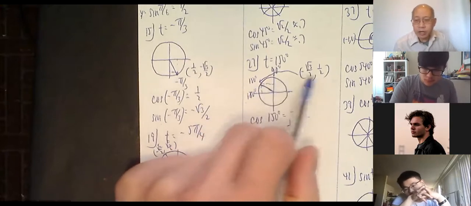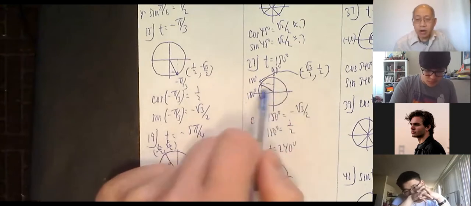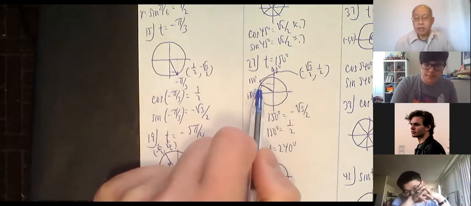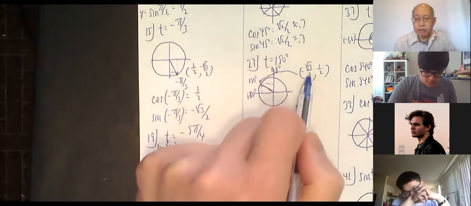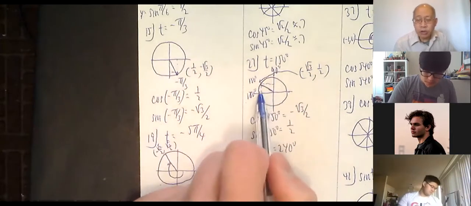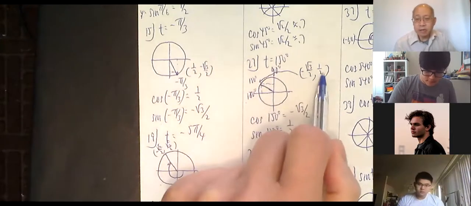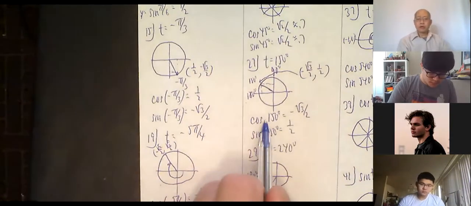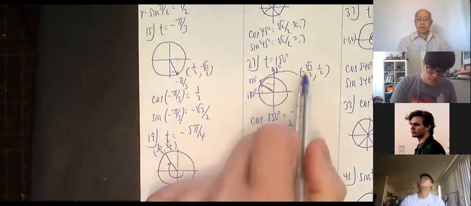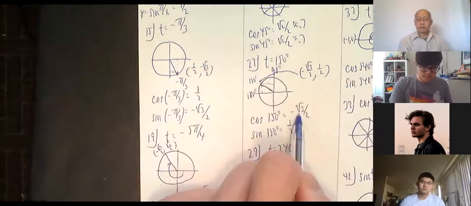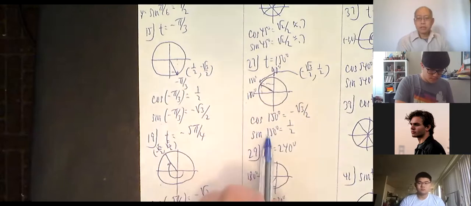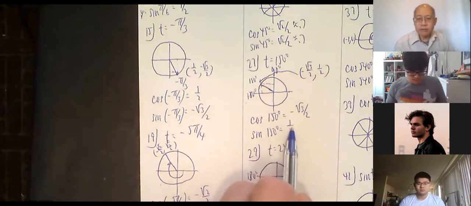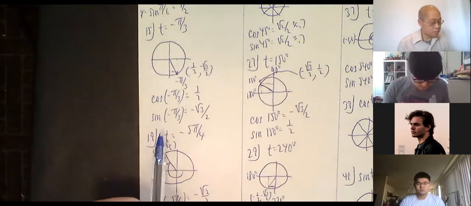So the y coordinate is a half. X is automatically the other number. The other number with a half is always radical 3 over 2. And second quadrant means x is negative, y is positive. Okay, so there we go. What is the cosine of 150 degrees? X coordinate, negative radical 3 over 2. Sine of 150 degrees, 1/2.